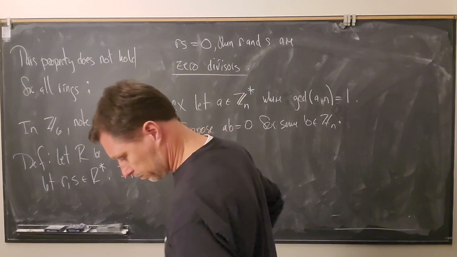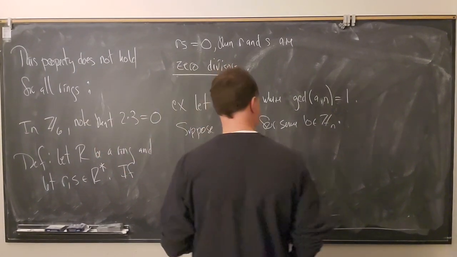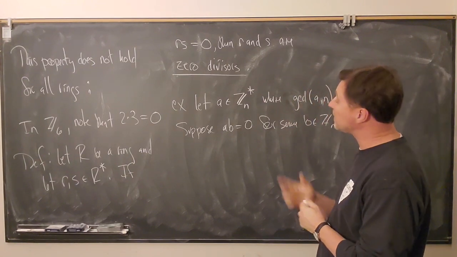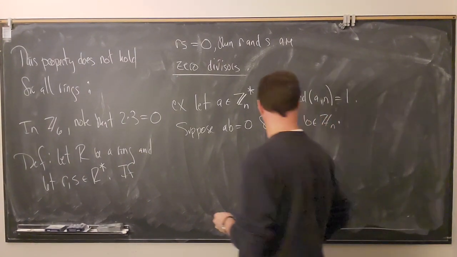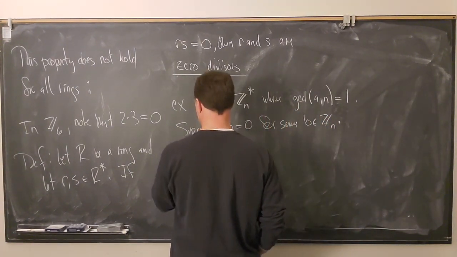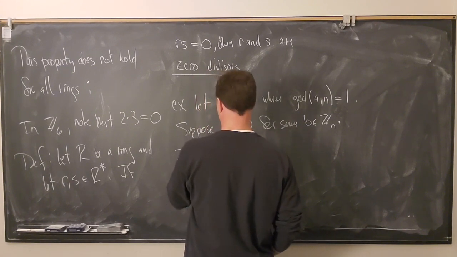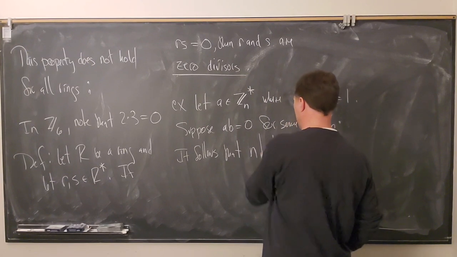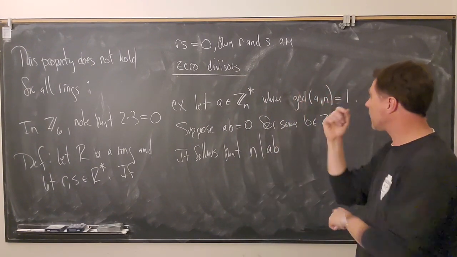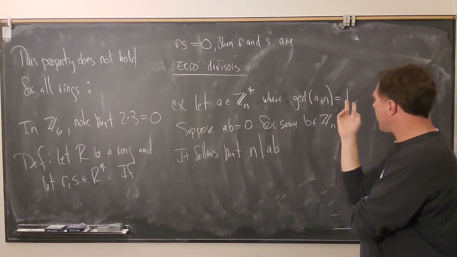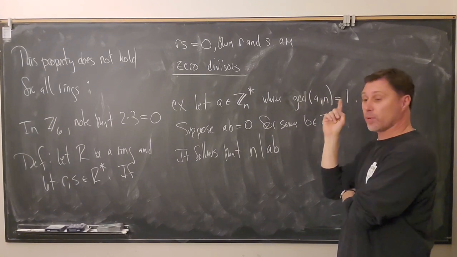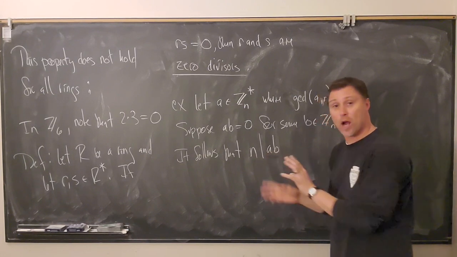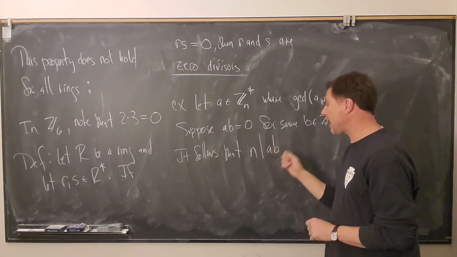So what does that mean? If a times b is equal to 0, what that means is that n divides a times b. But a and n are relatively prime. So if n divides this product, and n and a are relatively prime, then we know that n has to divide b.